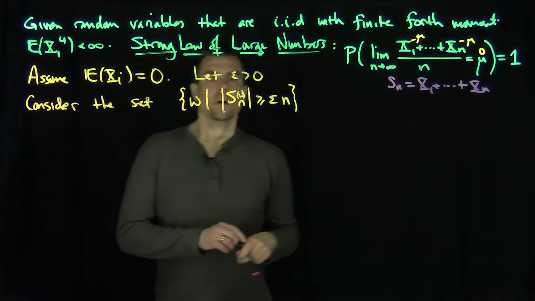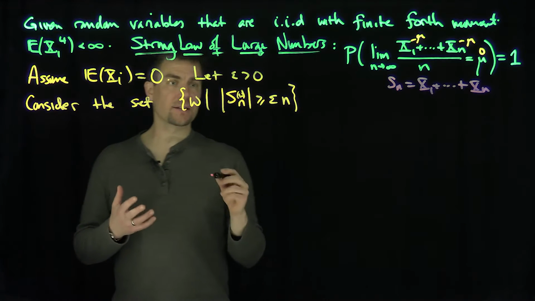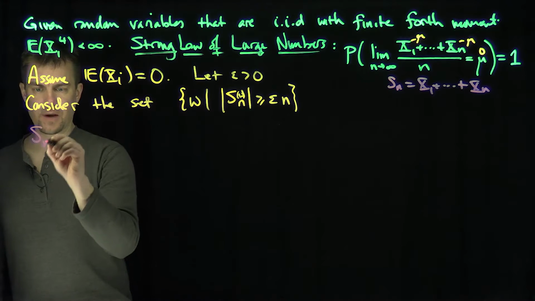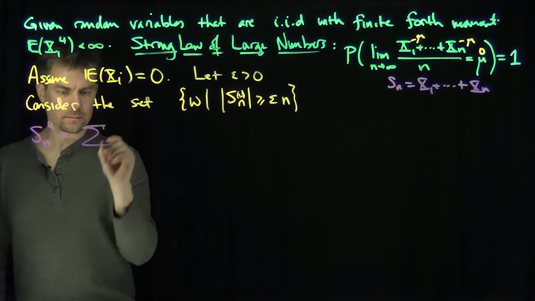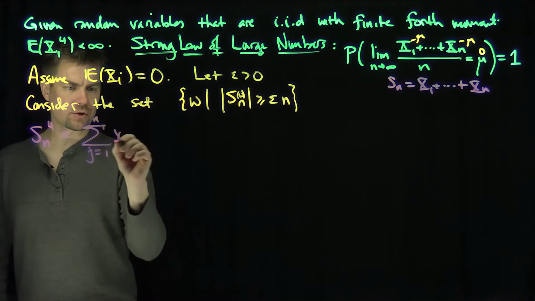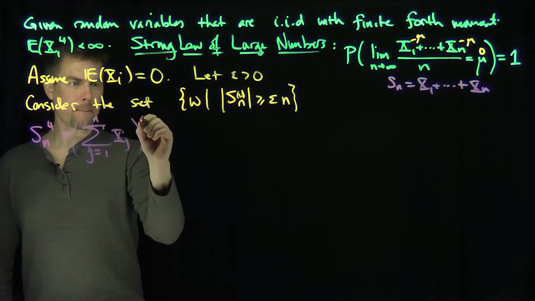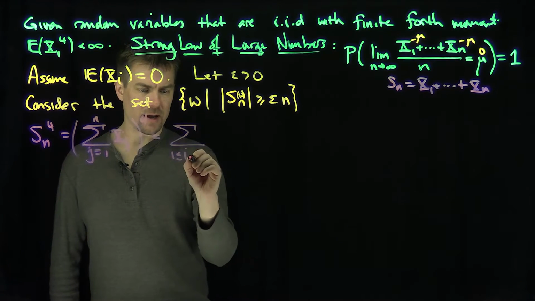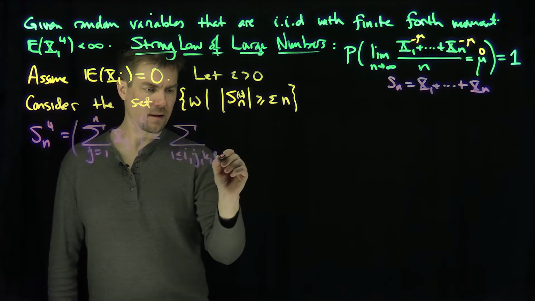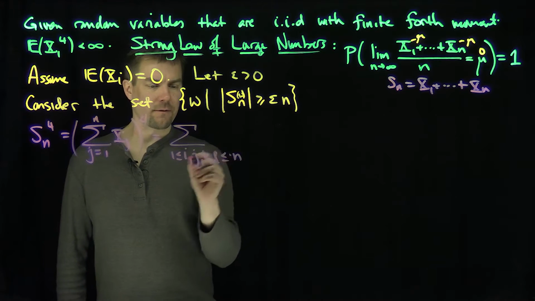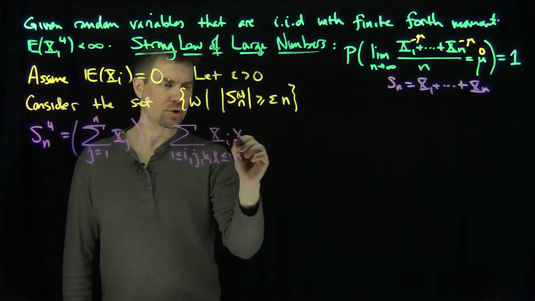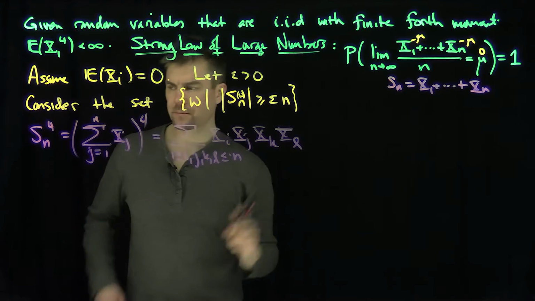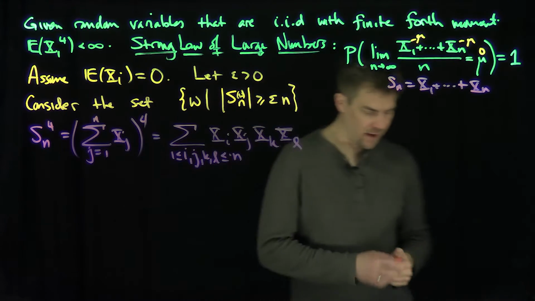Okay. Now, what can I say? I'd like to estimate the fourth power of Sn. So what is the fourth power of Sn? If we look at Sn to the power 4, that's the sum, j goes from 1 to n, of Xj, to the fourth power. And of course, what will that be? That's going to be the sum over 1 less than or equal to i, j, k, and l, less than or equal to n. So I have 4 indices, Xi, Xj, Xk, and Xl.